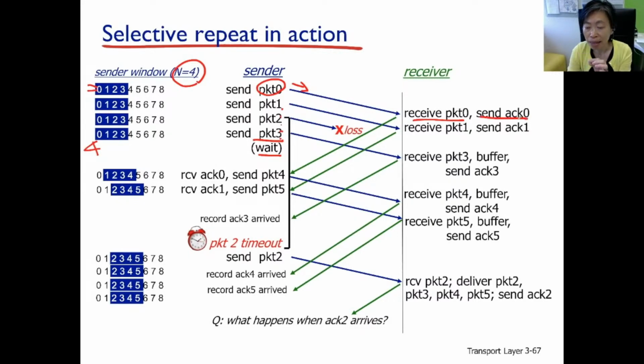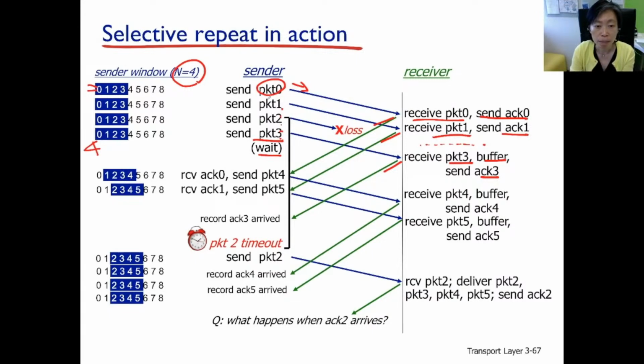Okay, for packet 0, we send individual ACK 0. Receiving packet 1, we send individual ACK 1. Well, not getting packet 2, but we'll be getting packet 3, and out of order, so we buffer and send individual ACK 3. So ACK 0, ACK 1, and ACK 3 will go back to the sender.